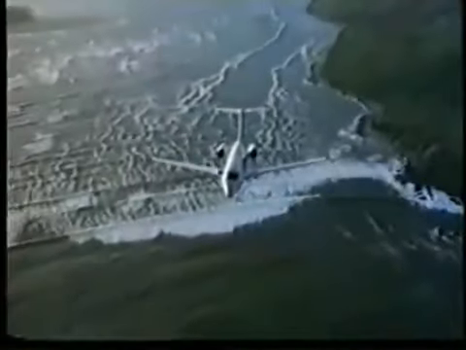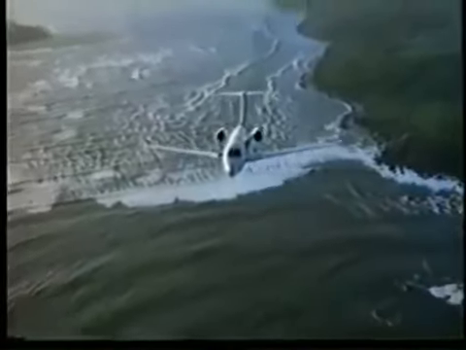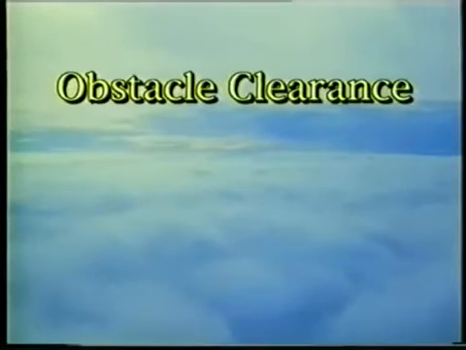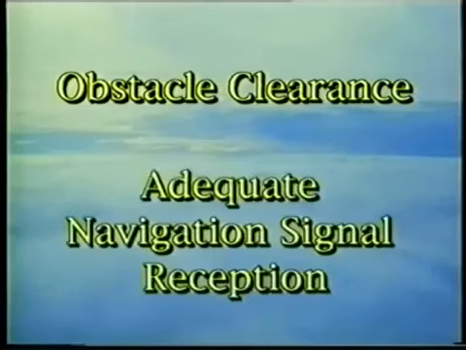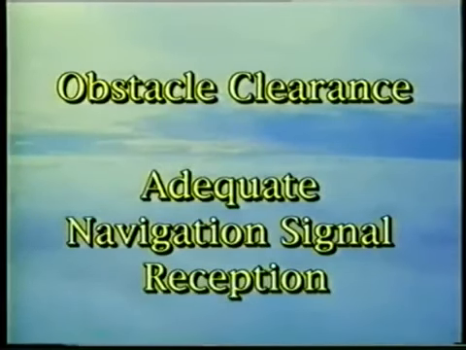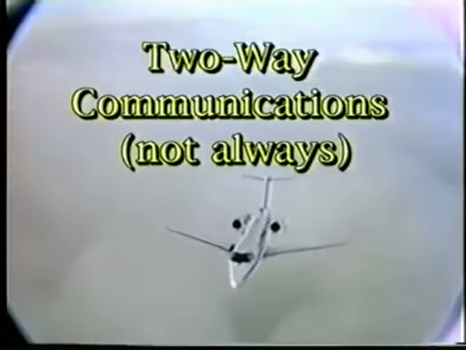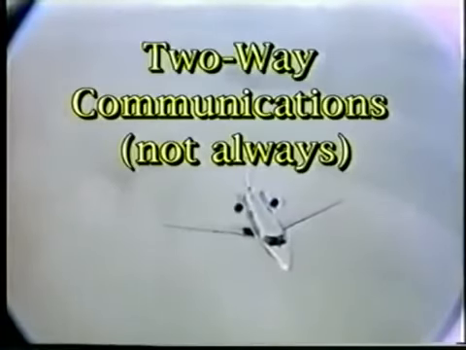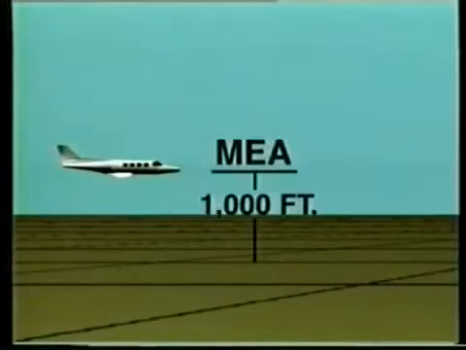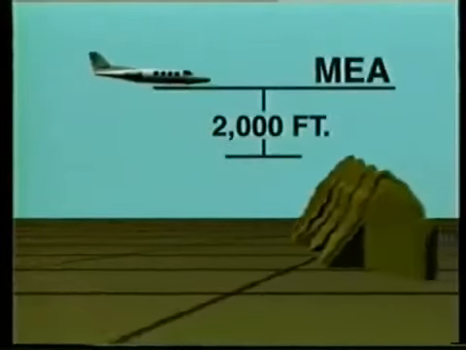Now let's review the various enroute altitudes. Each designated airway in the continental United States is charted with a minimum enroute altitude, or MEA, that has been established for 2 primary reasons. First, it guarantees obstacle clearance, and second, it indicates the lowest altitude at which you can expect adequate navigation signal reception. In addition, you can usually expect adequate communications at the MEA, although it is not guaranteed. When you're on an airway, the MEA normally provides a minimum of 1,000 feet obstacle clearance over non-mountainous terrain, and 2,000 feet in mountainous areas.